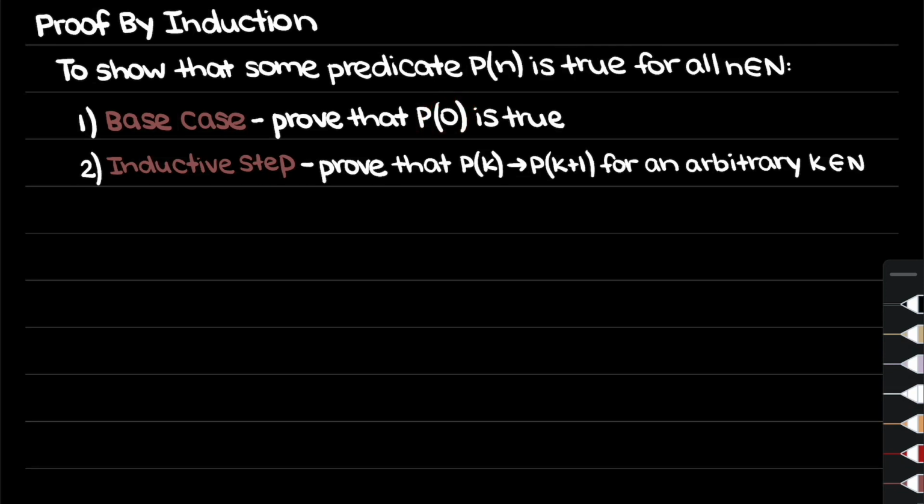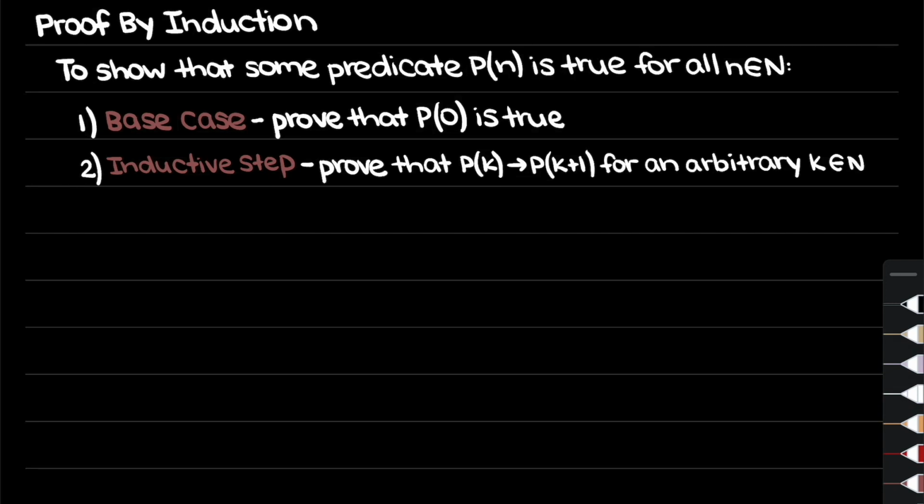The second step is the inductive step. In this step, we're going to assume that P(k) is true for some arbitrary natural number k, and show that this implies that P(k+1) is true as well. So in other words, we're showing that if P(k) is true for some natural number, it is true for the next natural number as well.